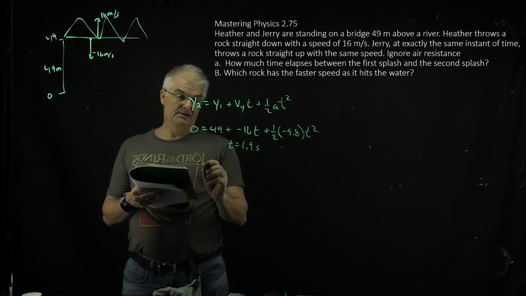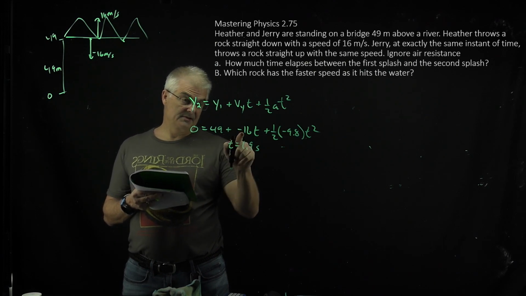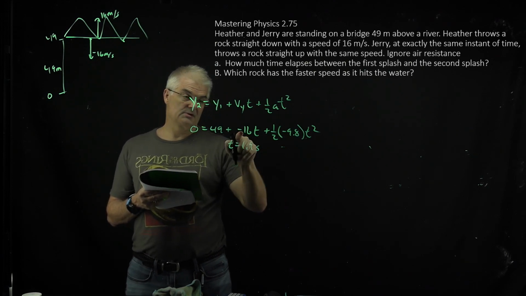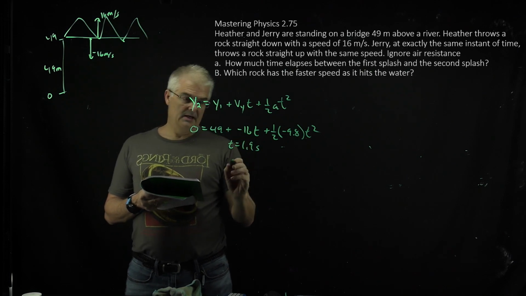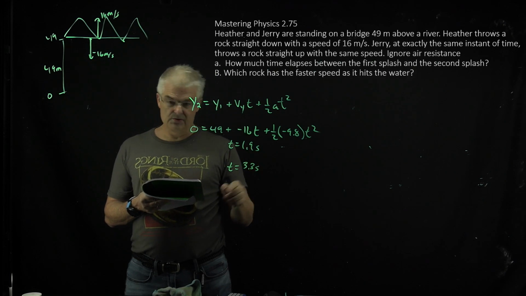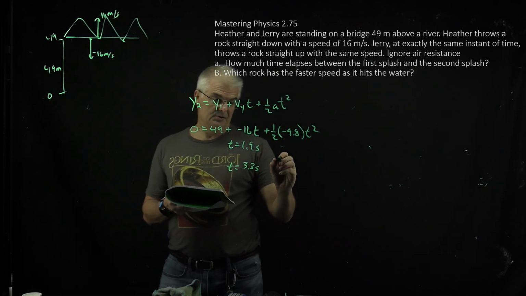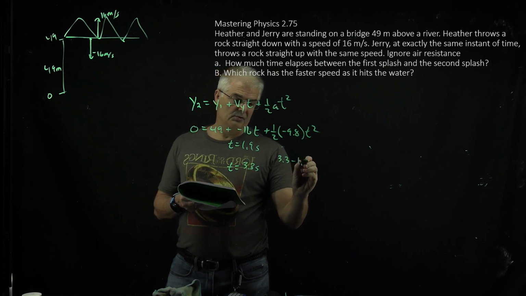Then you repeat the same experiment, or the same deal, except instead of negative 16, you have positive 16. So you do the exact same thing, except this becomes positive 16. And on that, the second case, I get t to be 3.3 seconds. We have two different times. So to find the difference, you'll just take 3.3 minus 1.9.